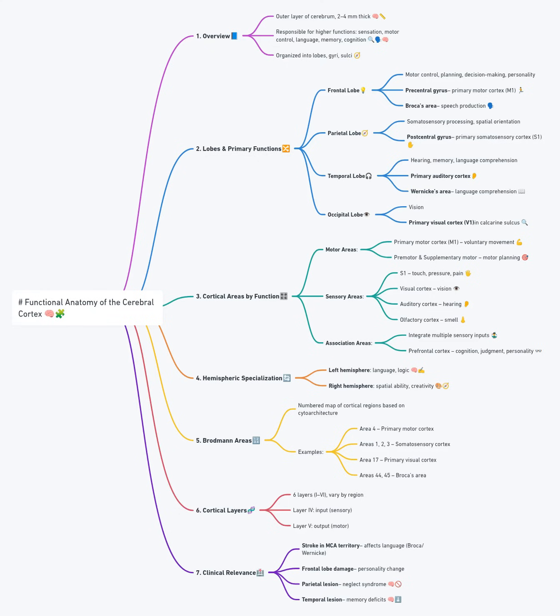Anatomical divisions and surface landmarks. On the lateral surface you can trace the central sulcus, which separates the precentral gyrus in front, primary motor cortex, from the postcentral gyrus behind, primary somatosensory cortex.